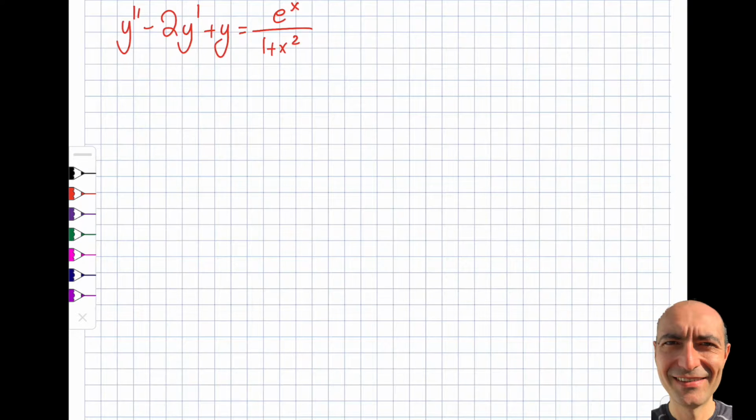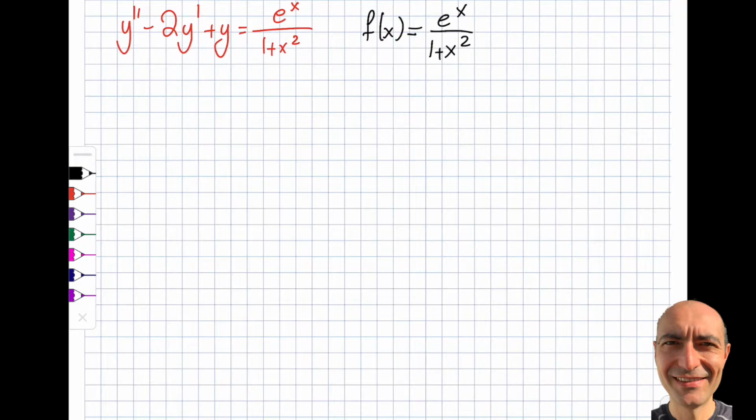The answer is no, you cannot, because I have a 1 over 1 plus x squared. If this was 1 plus x squared times e to the x, you should be able to, okay? But now you have to use the variation of parameters. Just to note myself, it will be easier: f of x will be e to the x by 1 plus x squared.